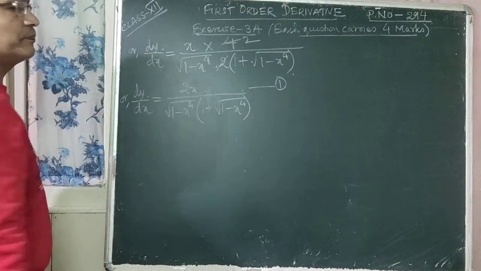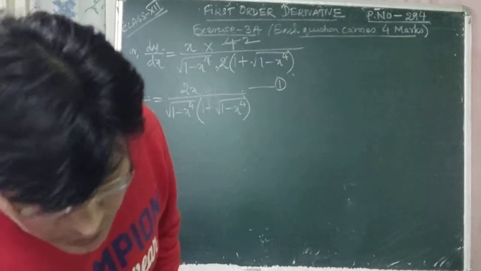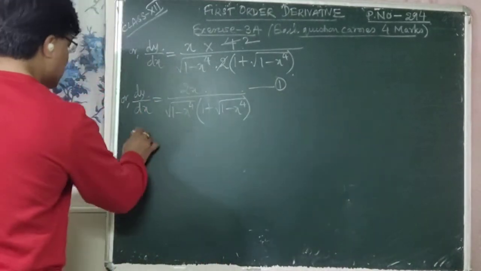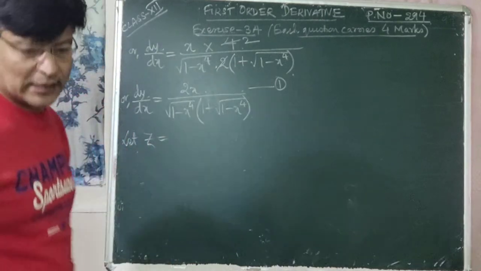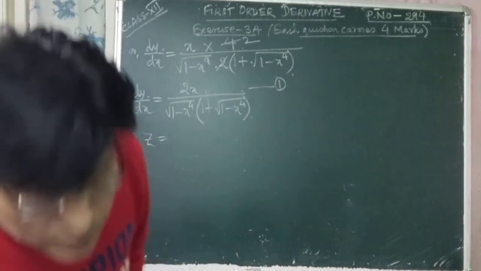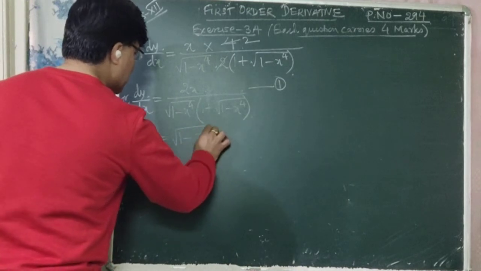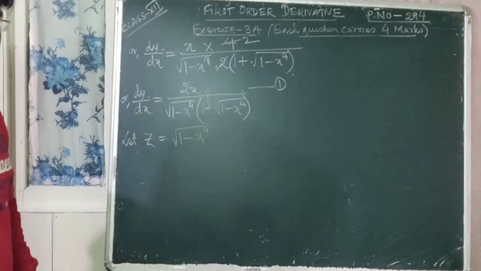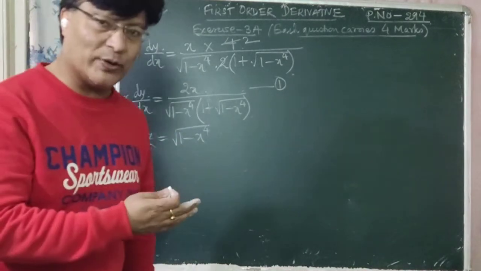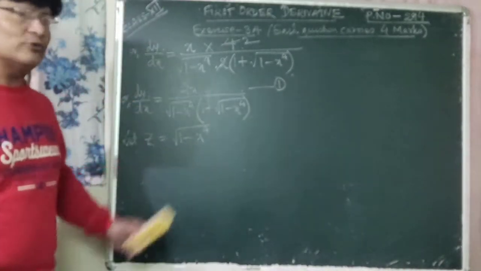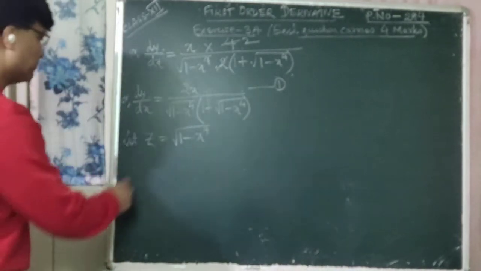So now, what was the second part? Let z is equal to, let z is equal to root over 1 minus x to the power 4, right? We had assumed z is equal to root under 1 minus x to the power 4. So let us find out dz by dx here.